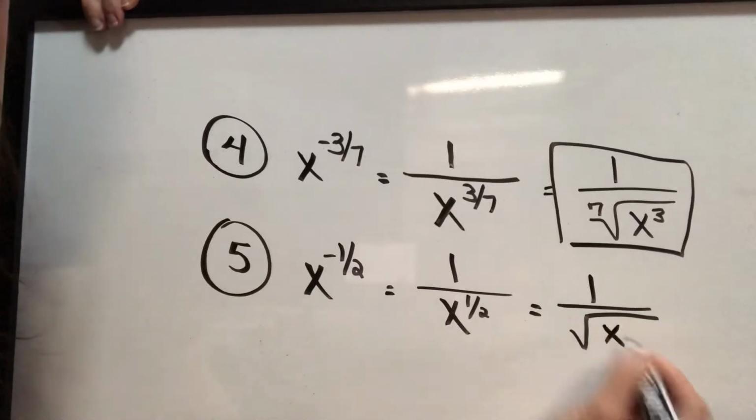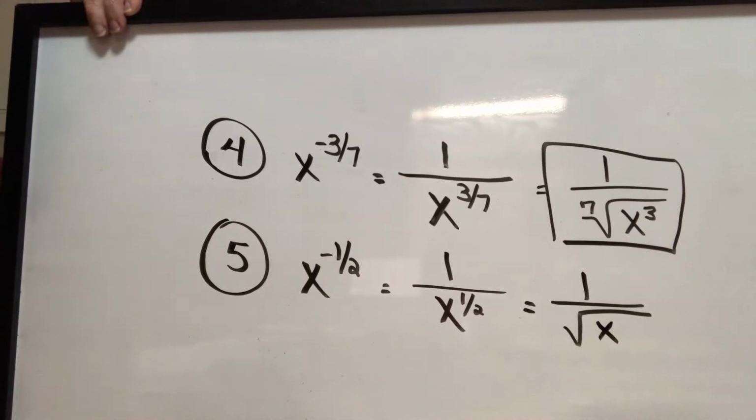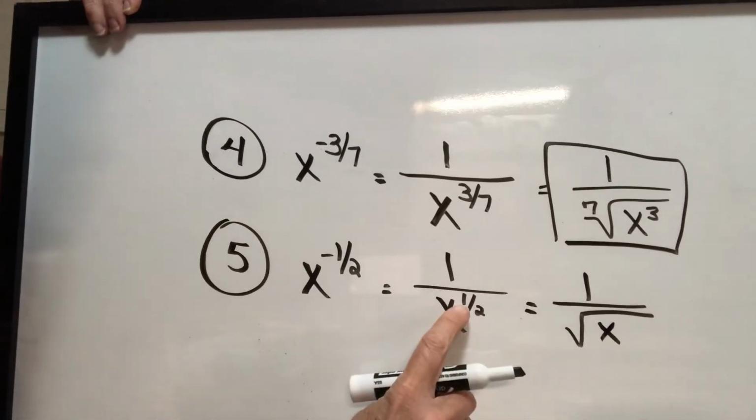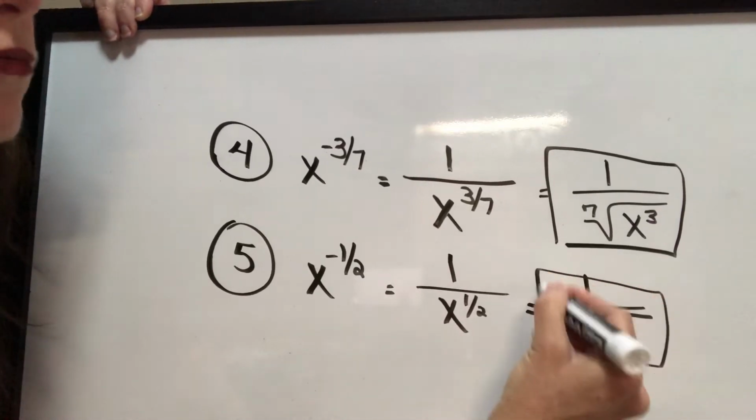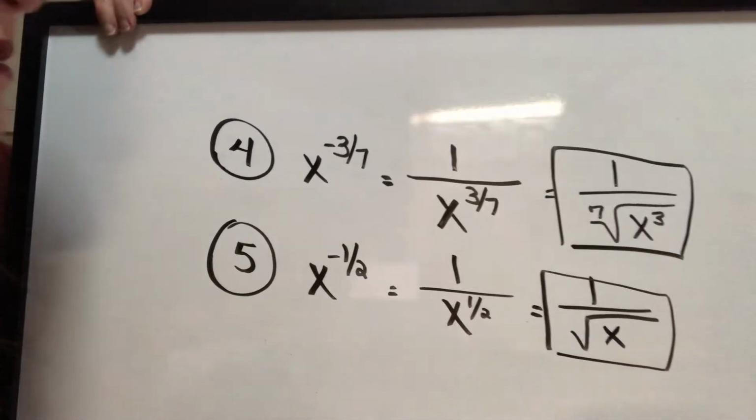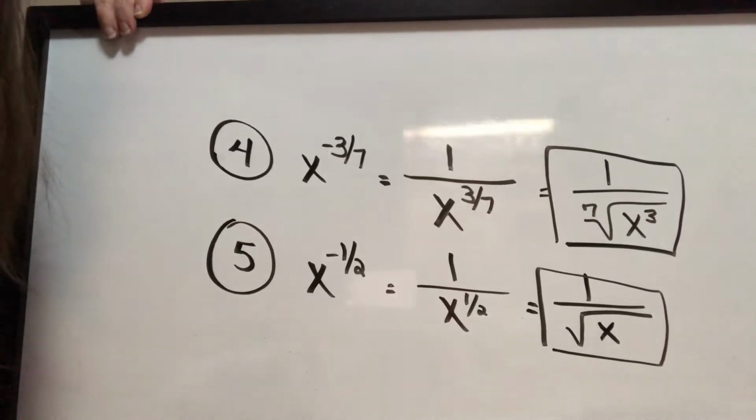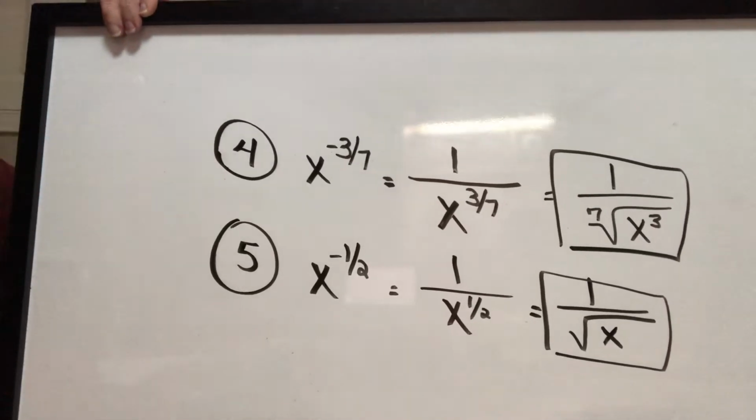And on the inside, you have an x. Even though the power is 1 inside, I wouldn't write the 1. So in this case, I don't write the 1 or the 2, but that is the same thing as the square root of x. So it's 1 over the square root of x.